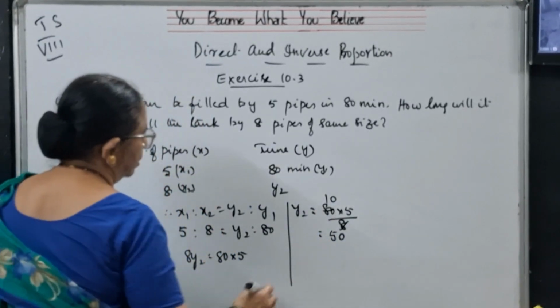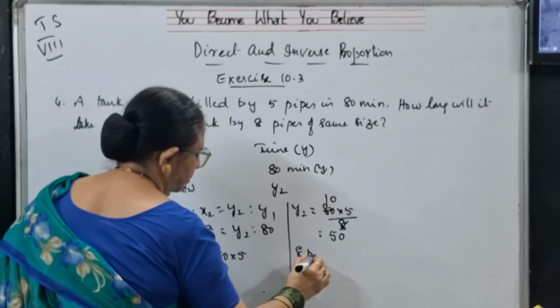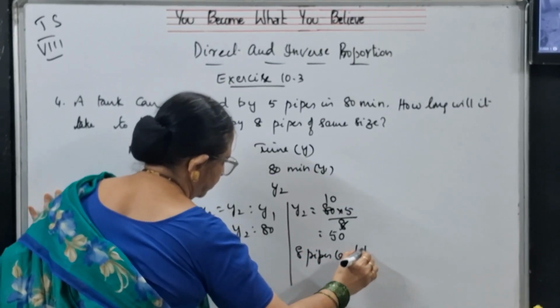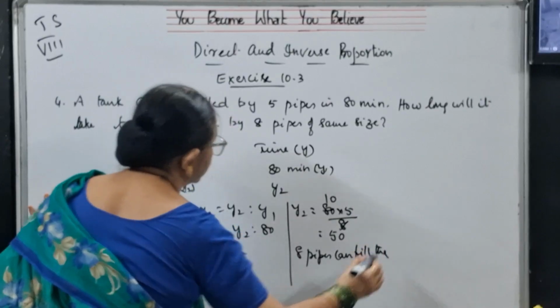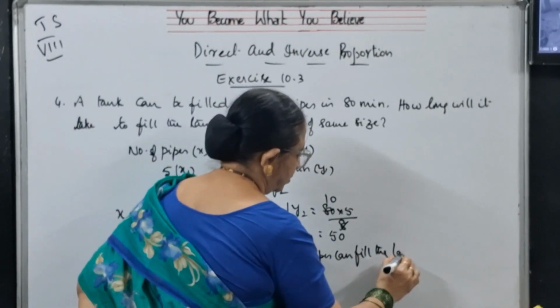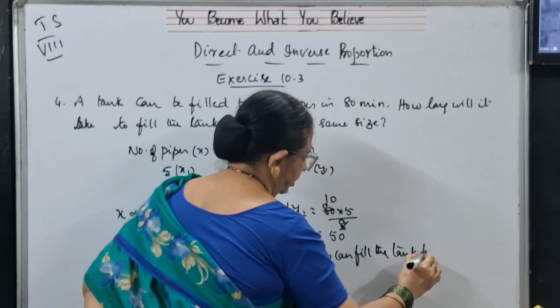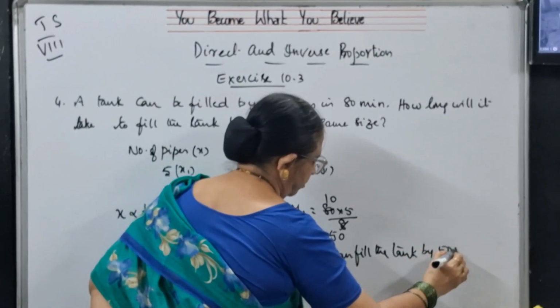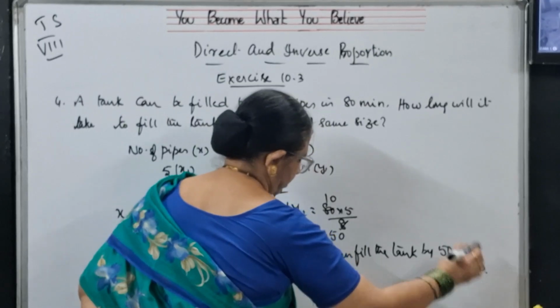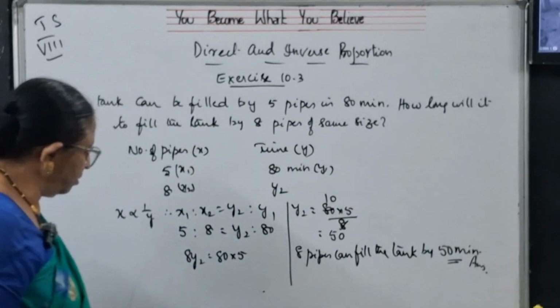That means 8 pipes can fill the tank in 50 minutes. This is the answer, children.